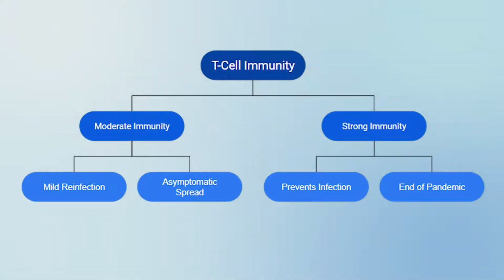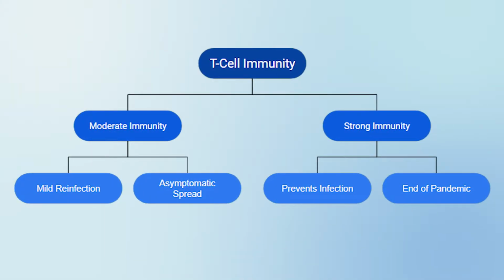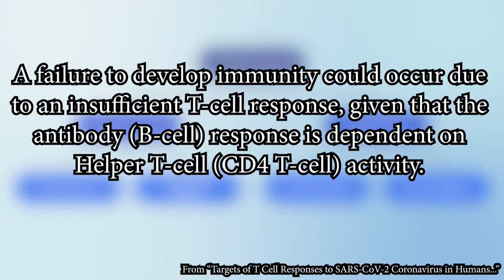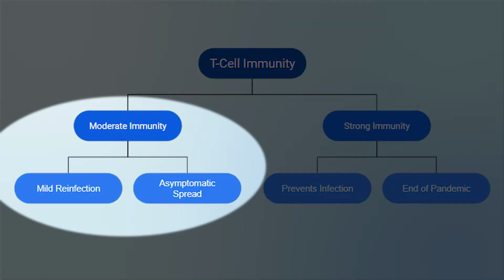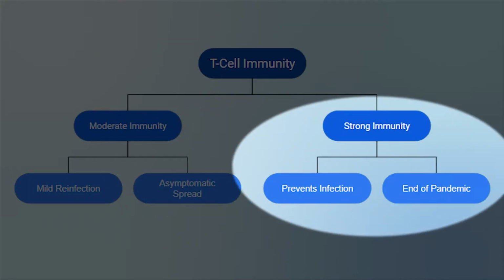Now, the reason why we're focusing on the T cell so heavily is because we found several studies that imply the importance of the T cell. A paraphrase from one of our studies says, "A failure to develop immunity could occur due to an insufficient T cell response, given that the antibody, or the B cell response, is dependent on helper T cell, or CD4 T cell, activity." Now, given this information, we can talk about the different degrees of T cell immunity. For example, if we have only a moderate immune response to the virus, then we might experience mild reinfection and also the chance of asymptomatic spread, or if we have a robust immune response, we may actually end the pandemic.